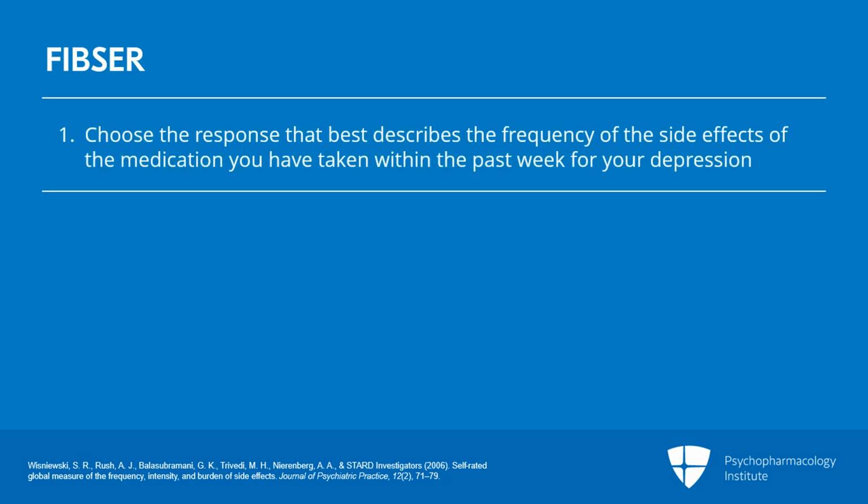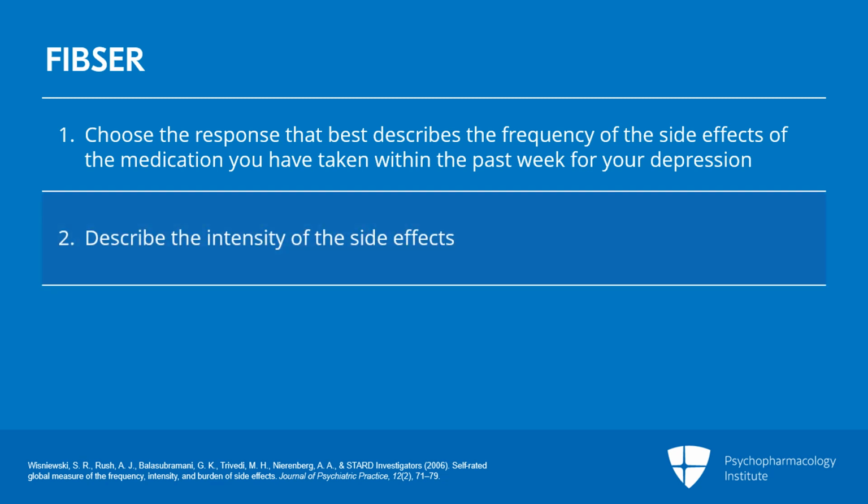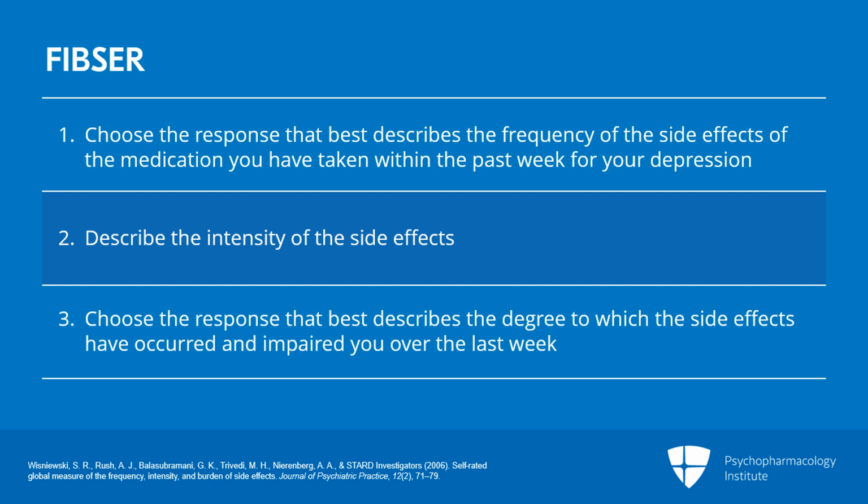So here's an example. Number 1, choose the response that best describes the frequency. How often have you had side effects of the medication you have taken in the past week for your depression? You could substitute a different psychiatric illness. The person says whether they have no side effects or, at the other extreme, present all the time. Question 2 describes the intensity of the side effects. How severe? Is it trivial, moderate, marked, severe, intolerable? The third question is choose the response that best describes the degree to which the side effects have occurred and impaired you over the last week. How much interference has this side effect had on your functioning? From no impairment all the way to the extreme of unable to function due to side effects.